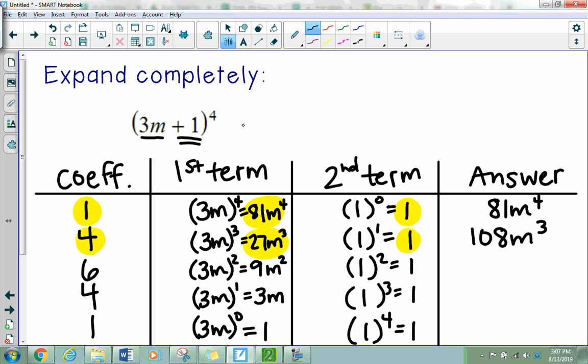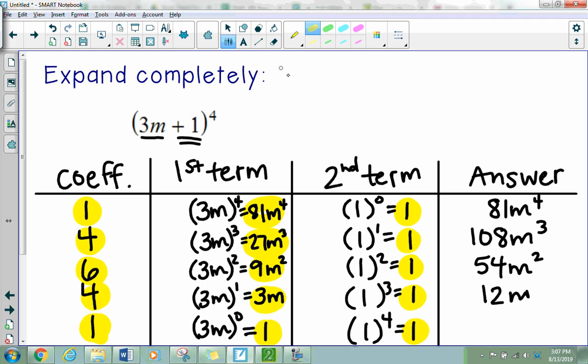In this row, I'm going to do 6 times 9m to the 2nd times 1. So 6 times 9 times 1 makes 54, and I have m to the 2nd. In this row, I have to do 4 times 3m times 1. And so 4 times 3 times 1 makes 12, and I have just an m. In the last row, again, I know it doesn't really matter, but just to show you that it is still what I'm doing, 1 times 1 times 1 means my last term here will be 1.